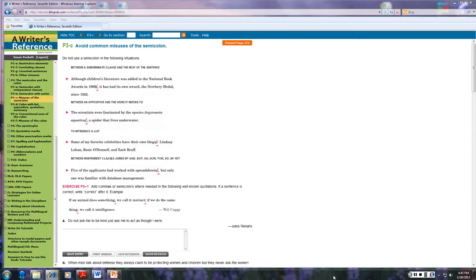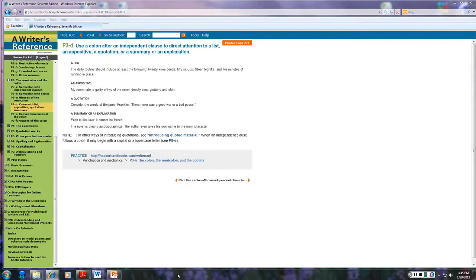Sometimes we use semicolons when we should use commas. That seems to be a common error. Or we use semicolons when we should use colons. So if you understand the rules for commas and you understand the rules for colons, you're much less likely to make this mistake.